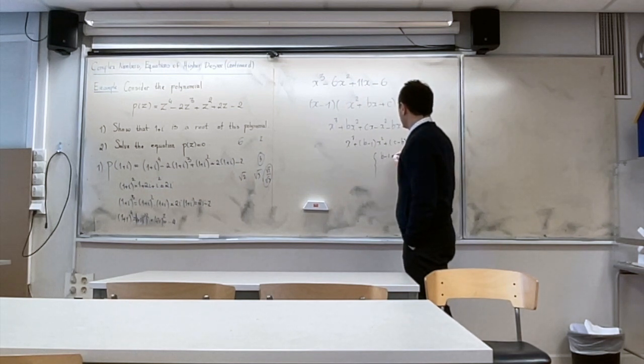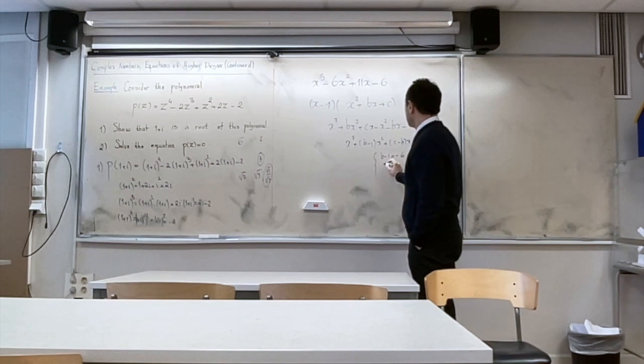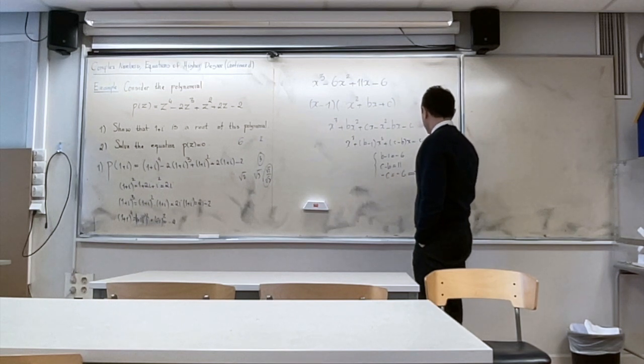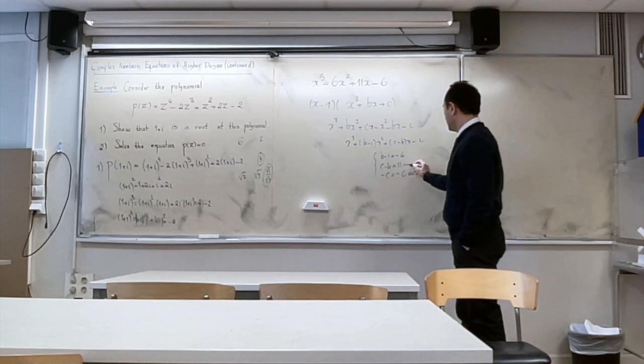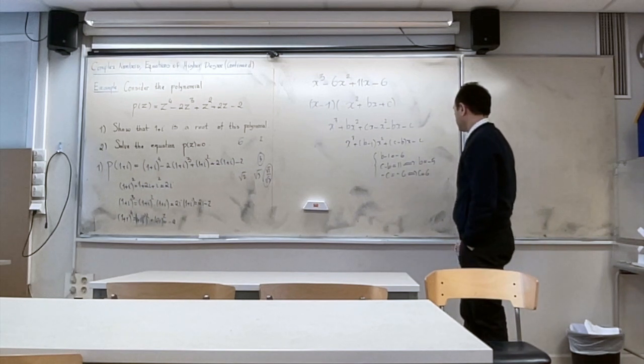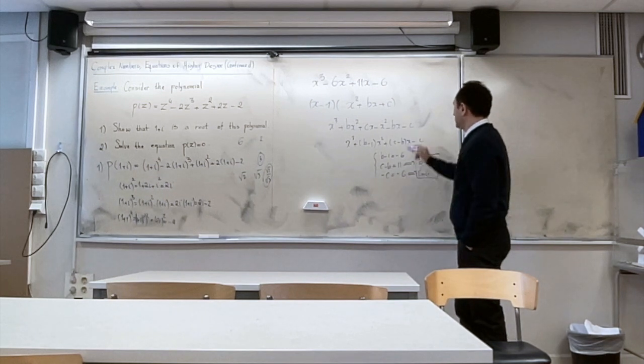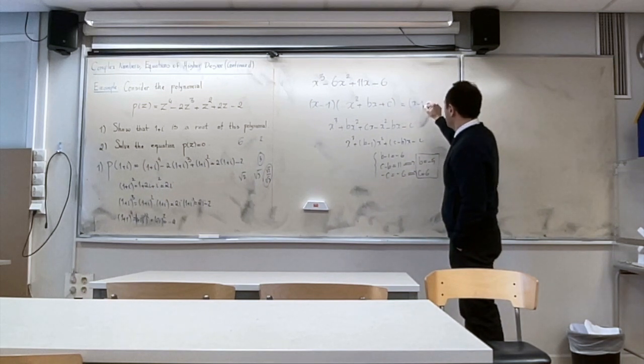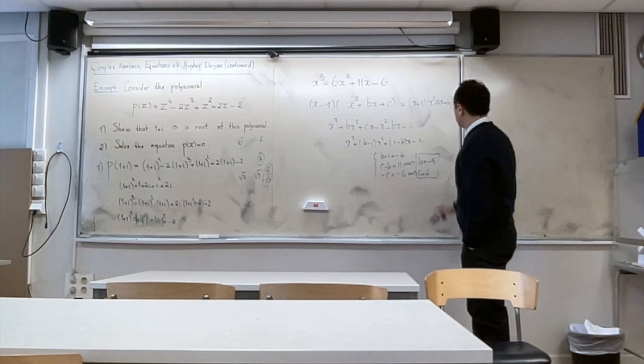b minus 1 is minus 6, c minus b is 11, and minus c is minus 6. So from here, immediately you see that c is 6. If c is 6, what is b? It's minus 5. In both cases, b is minus 5. So then you put it back here, it becomes x minus 1, x squared minus 5x plus 6.